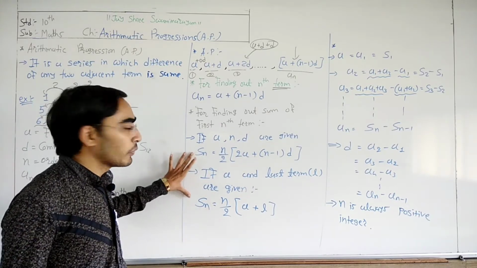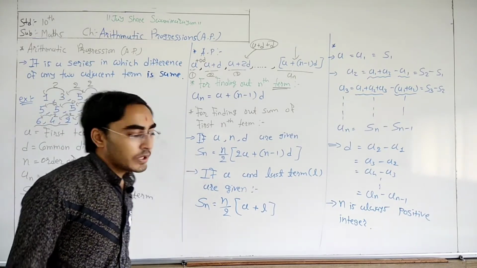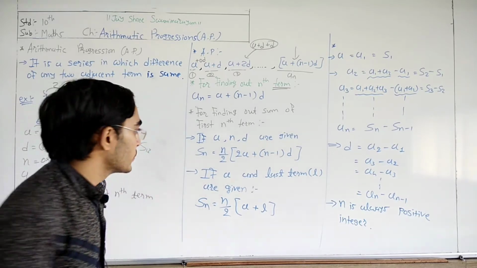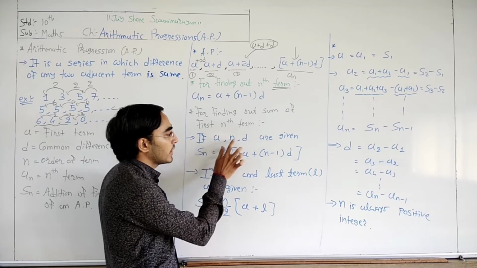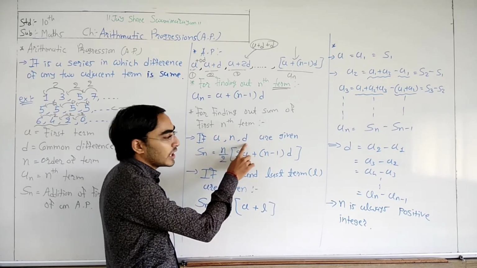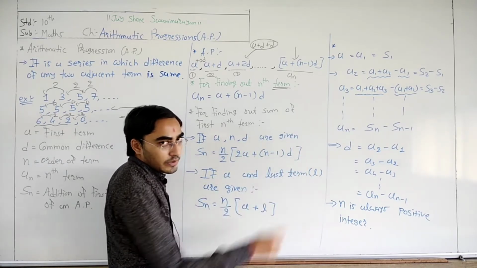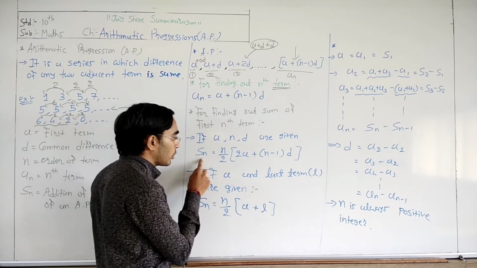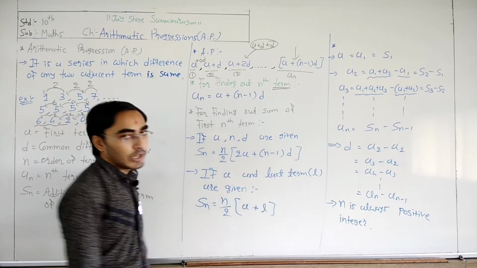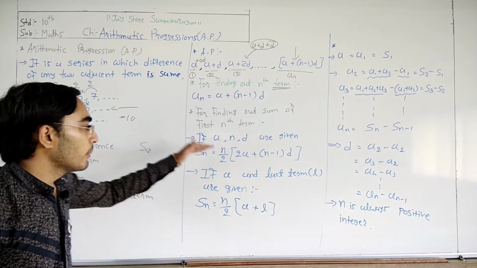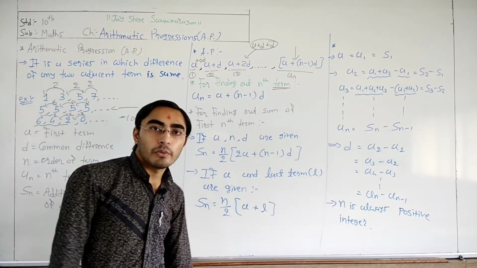So here are the formulas of Sn. For Sn we have two conditions. If A, that means our first term, n, that means the number of terms, and D, that means the difference, are given, then we can use this formula: Sn is equal to n by 2 in brackets 2a plus n minus 1 d. Okay, n by 2, 2a plus n minus 1 d.